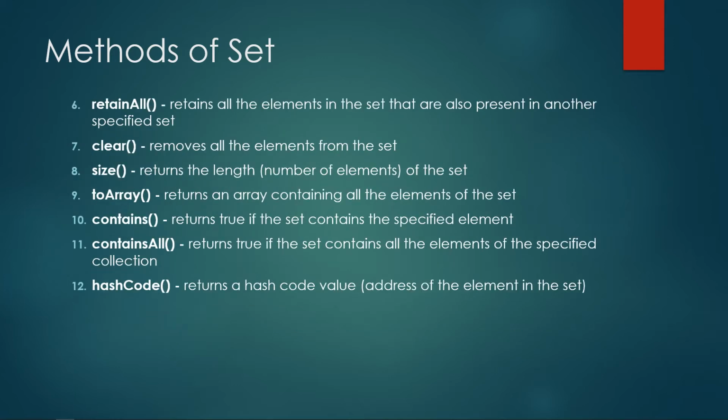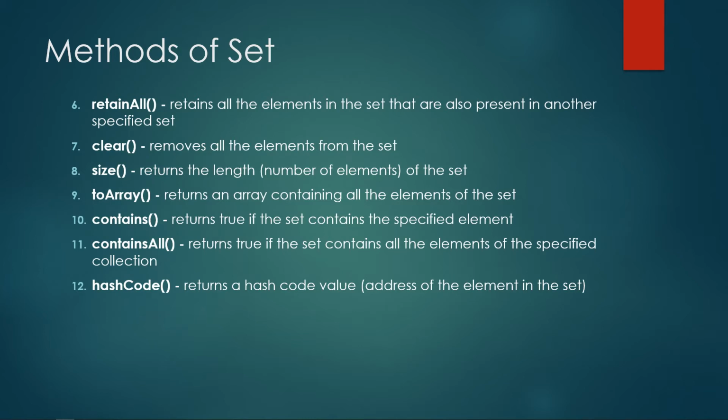There are a few more methods, another 6 methods. retainAll retains all the elements in the set that are also present in another specified set. Next we have the clear method, which removes all the elements from the set. We have the size method, which returns the number of elements of the set. We also have the toArray method, which returns an array containing all the elements of the set.